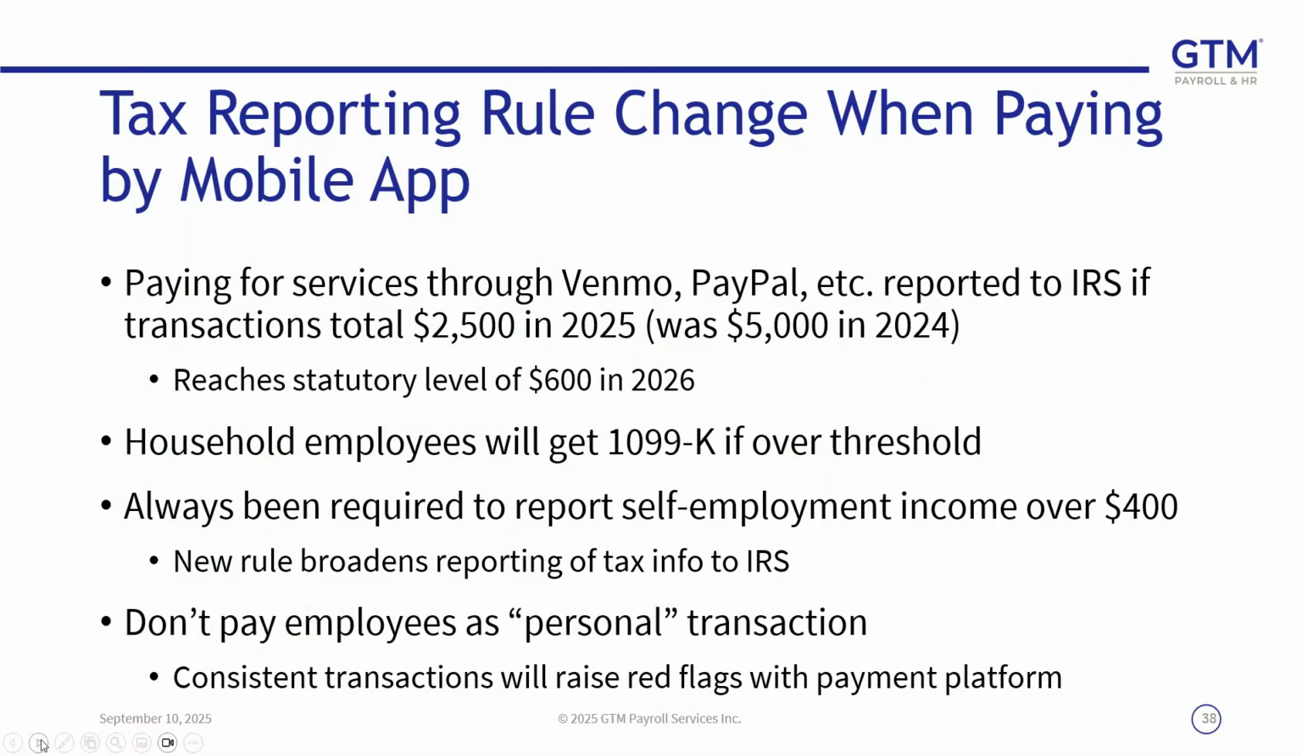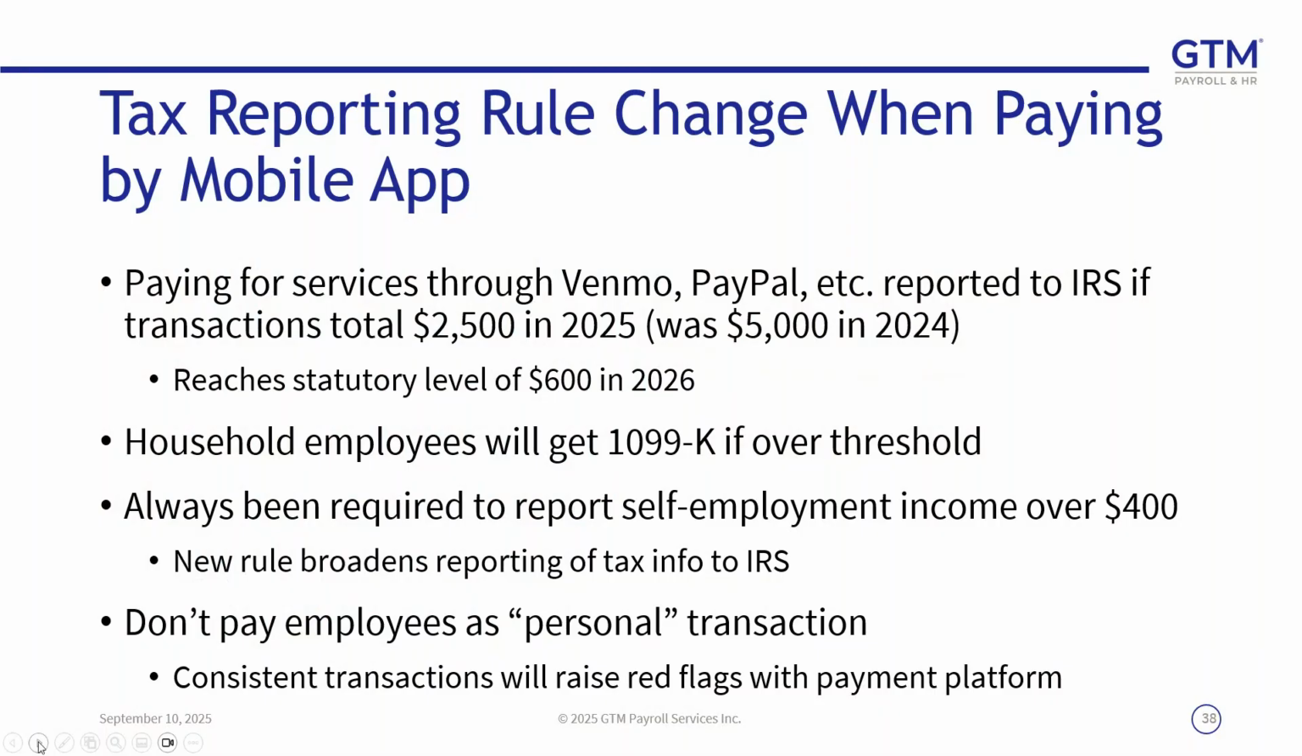The reporting rule may change how your clients pay their nannies and babysitters. Payments for goods and services, like babysitting or childcare, through third-party settlement organizations such as Venmo, PayPal, and Cash App were reported to the IRS if those transactions totaled $5,000 or more.